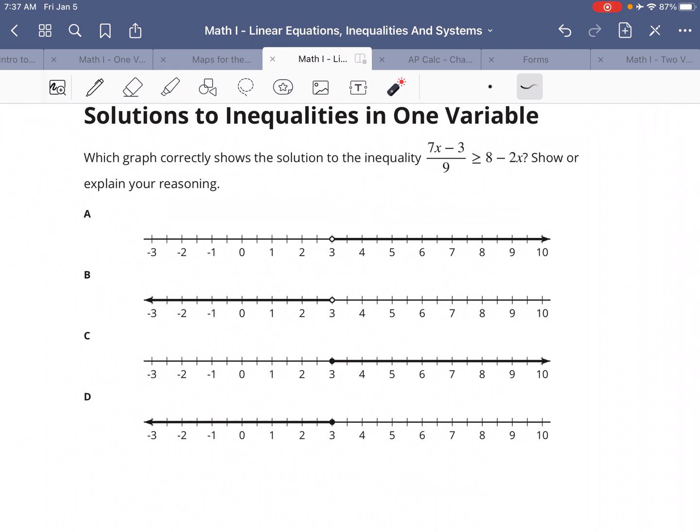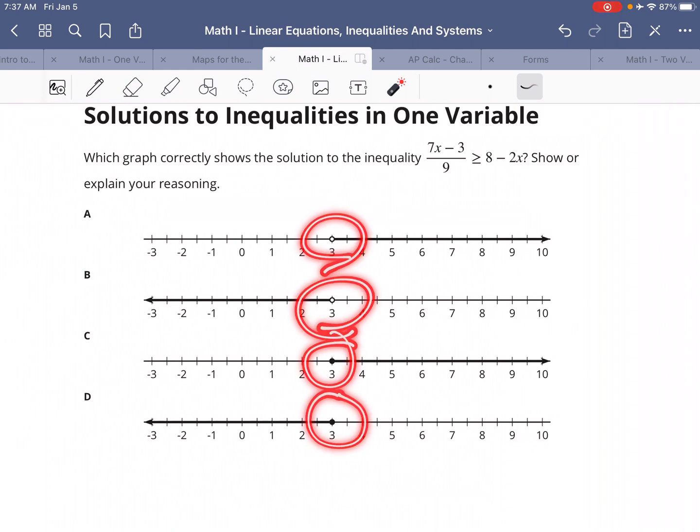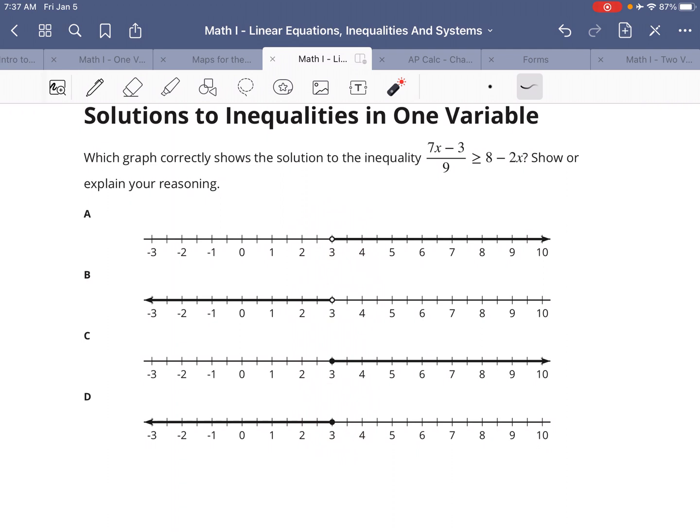Clearly, though, looking at our multiple choice options, the solution to that equation is going to be 3. You just have to figure out, is it going to be an open circle or a solid dot, meaning 3 is included in the solution set, and then is it going to be numbers bigger than 3 or smaller than 3? This one's actually not too bad.